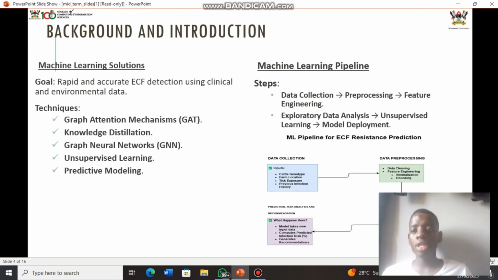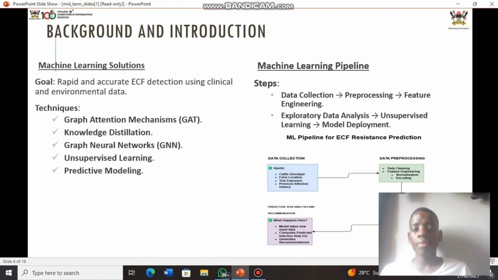So among the solutions we came up with using machine learning is to develop a rapid and accurate ECF detection using clinical and environmental data. For example, we are using a dataset that has longitudes and latitudes. It also has temperatures among the clinical data, the genotypes, and the way the ticks are spread.